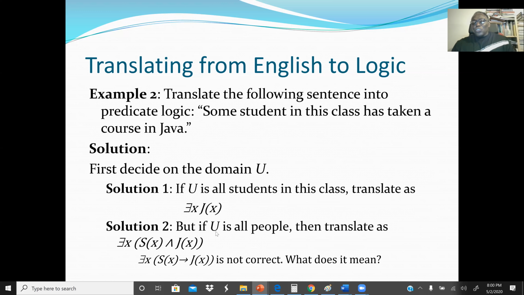Now, if we say that U is all people, as in the previous example we saw, then we translate this as what? S at X means students in the class, and taking Java. So some of the students in the class have taken Java class, and that's what it is: some students in the class have taken Java class. So some X students in the class, S at X in the class, have taken Java class. So these two conditions have to be true. That's why we are using AND.